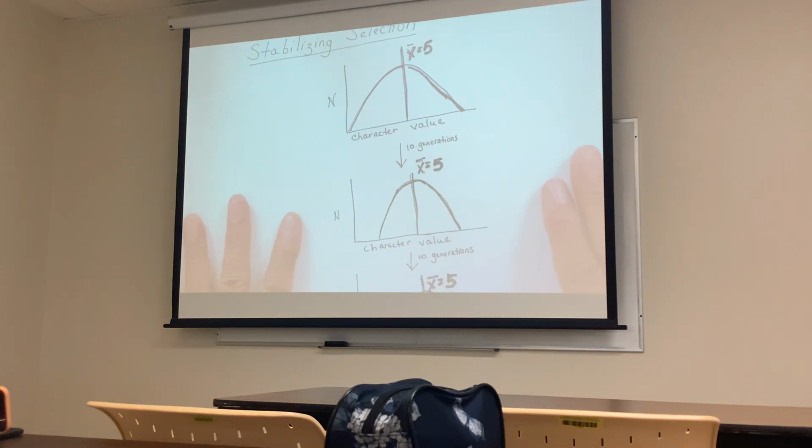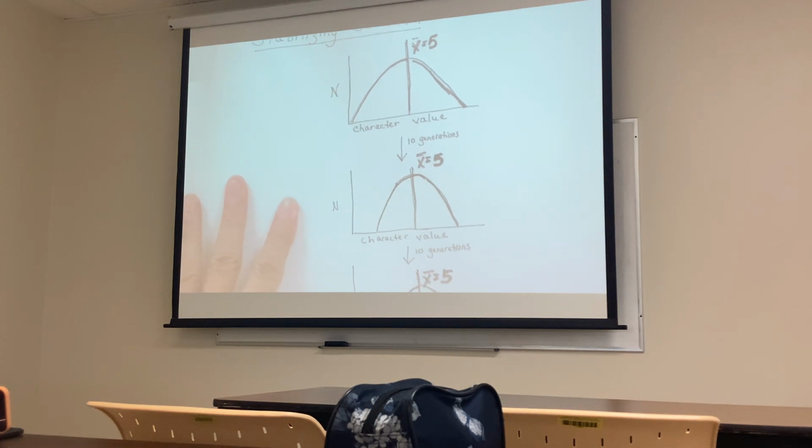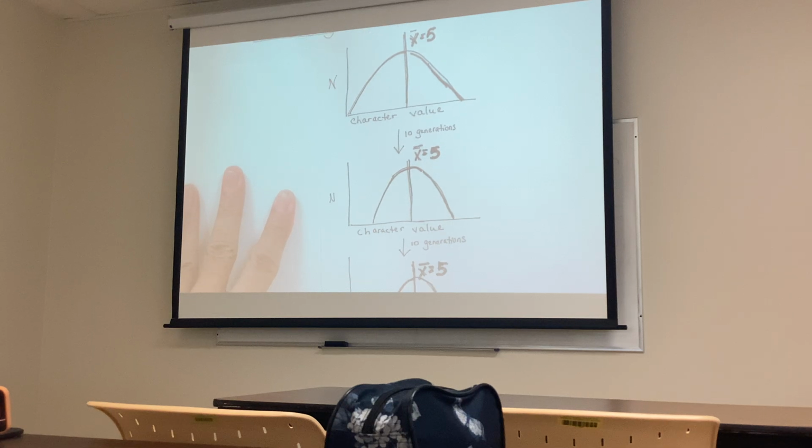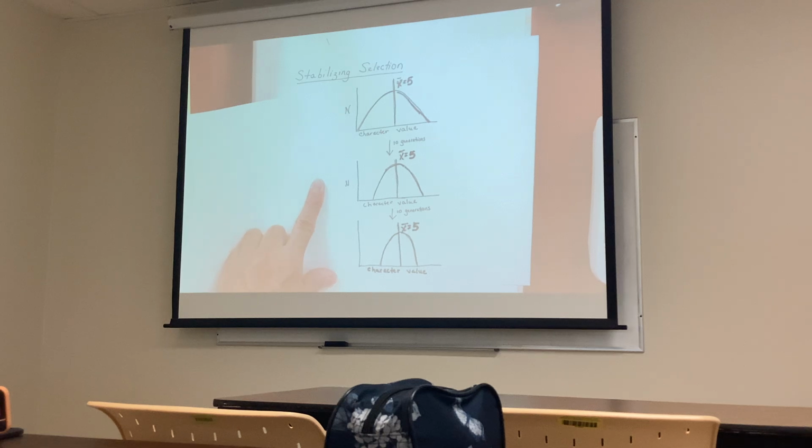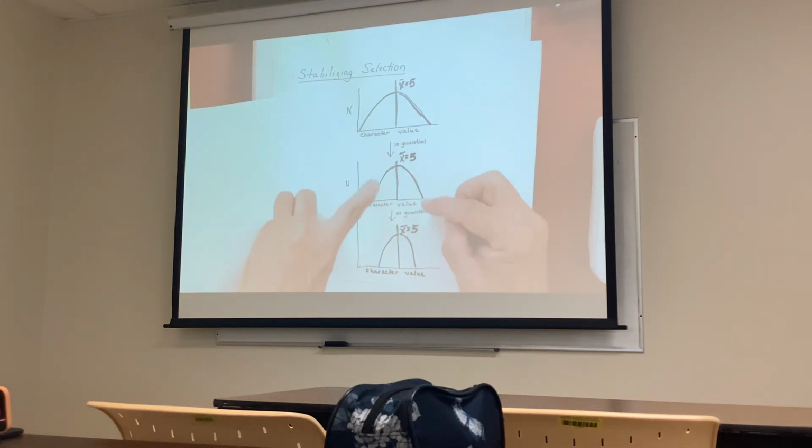Another form of selection is stabilizing selection. Remember, this is also called normalizing or balancing. So what's happening here? What's happening there? The mean is staying the same. What happens to the variance? It's decreasing. Goes from here to here to here, as long as the scale is the same.